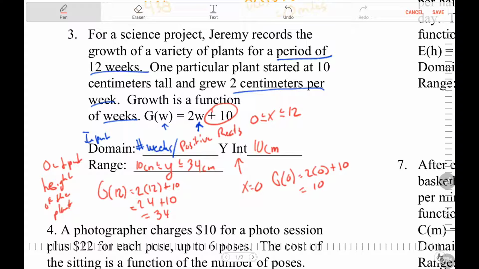So just remember, domain's input, range is output, y-intercept is the starting amount when x is 0, and yeah, you'll be good to go.